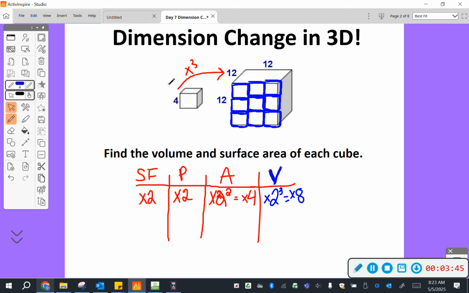Well, what is my scale factor here? What's happening from 4 to 12? Times 3. So let's talk about what's going to happen. If it's times 3, what happens to my perimeter? Times 3. What's going to happen to my area? Times 3 squared, which is times 9. What would happen to my volume? Times 3 cubed.